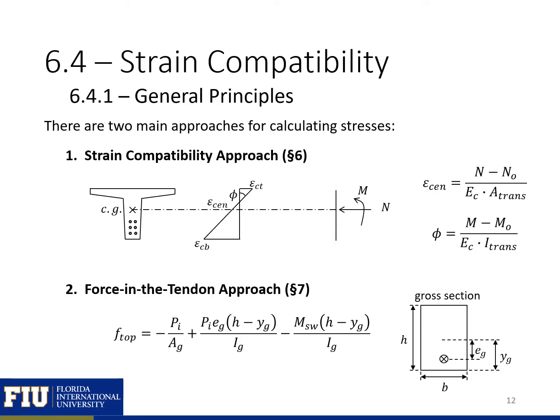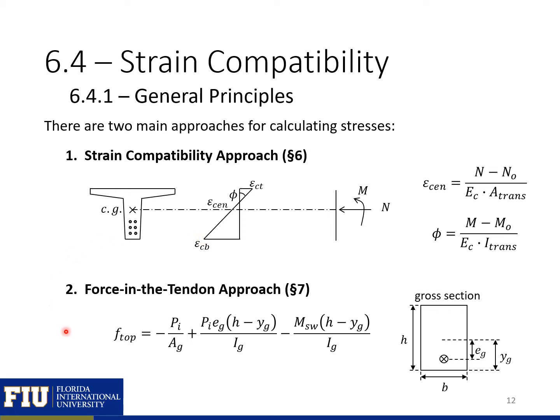Next, we're going to talk about strain compatibility, which is one approach for calculating stresses in pre-stressed concrete members. The 2 main approaches that we'll talk about in this module and the next: strain compatibility, which we'll cover in this module, where we essentially find the strain at the centroid and the curvature in the section, and then we can use the strain and curvature to find the strains at any point in the cross-section depth, which we can use to find our stresses at any point in the cross-section depth.